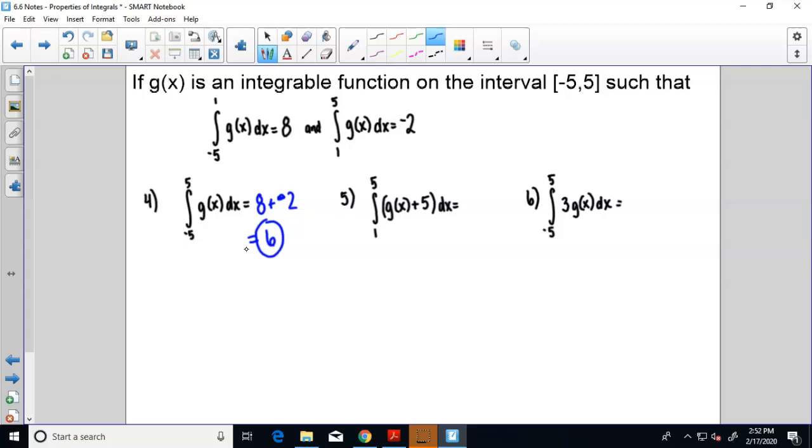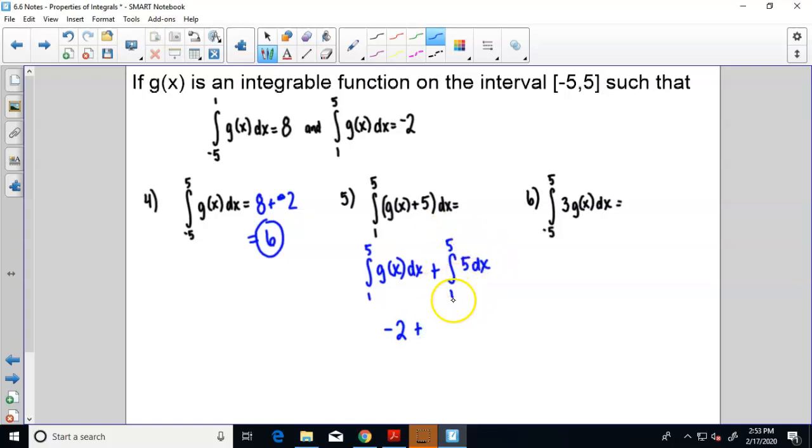Okay. For number 5, I've got two things that are added together. I can take the integral of them separately, right? So I don't always write this. A lot of times I'm just doing this part right in my head. I'm taking the integral from 1 to 5 of g of x dx plus the integral from 1 to 5 of just 5 dx. Right? So, integral from 1 to 5 of g of x, I've got that. It's given to me up here. So this is just negative 2.